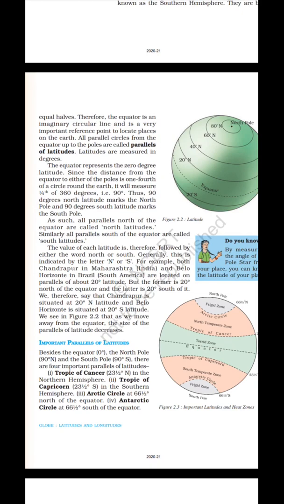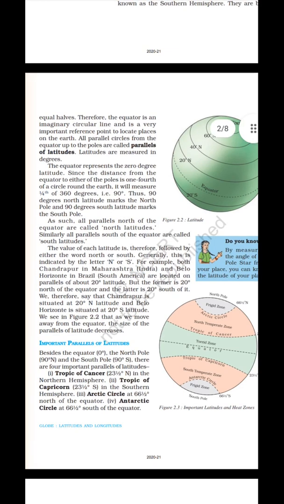Important parallels of latitudes. Besides the equator 0 degrees, the North Pole 90 degrees N and the South Pole 90 degrees S, there are 4 important parallels of latitudes. Tropic of Cancer 23.5 north in the northern hemisphere. Tropic of Capricorn 23.5 south in the southern hemisphere. Arctic Circle at 66.5 north of the equator, Antarctic Circle at 66.5 south of the equator.